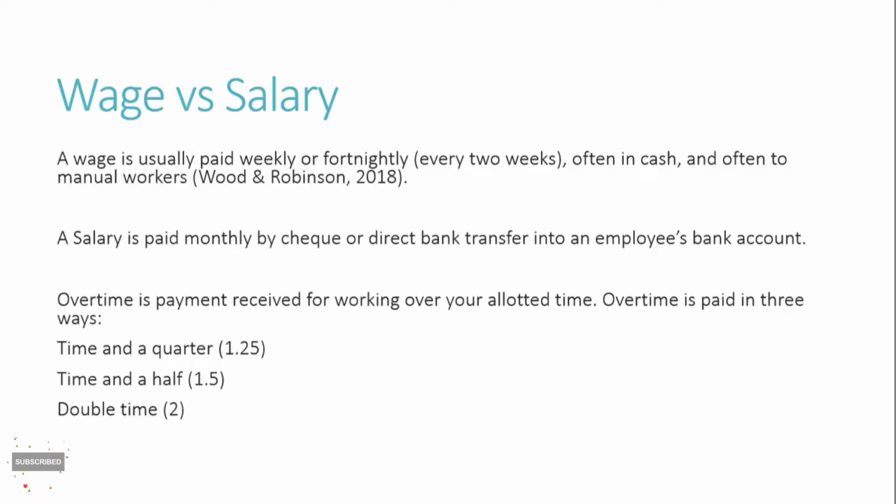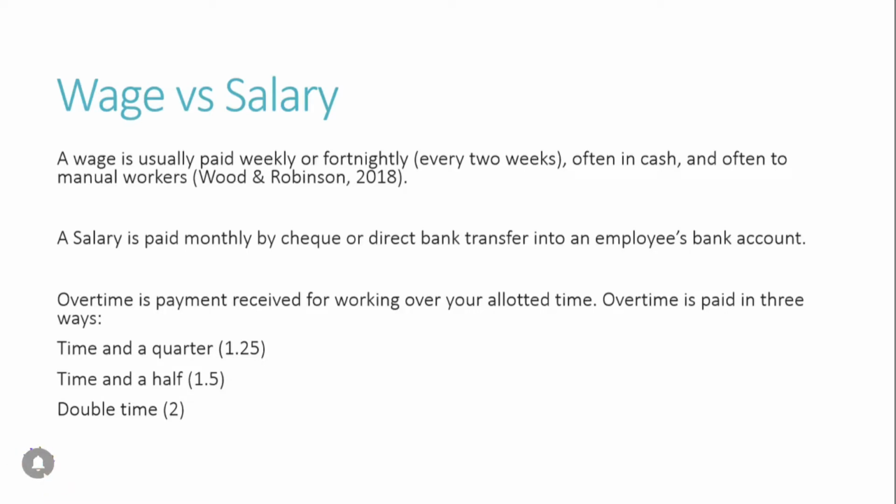So let's talk about wages versus salaries. A wage is usually paid weekly or fortnightly, and the word fortnightly means every 2 weeks, often in cash and often to manual workers, as put forward by Wood and Robinson 2018. Now a salary is paid monthly by check or direct bank transfer into an employee's bank account.